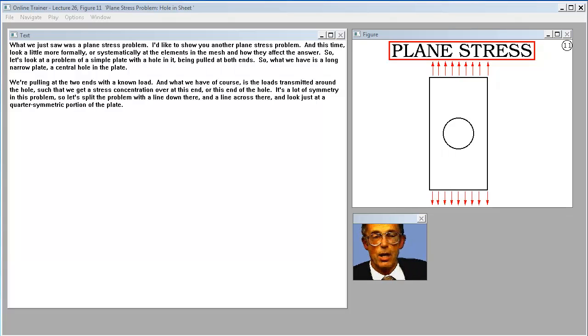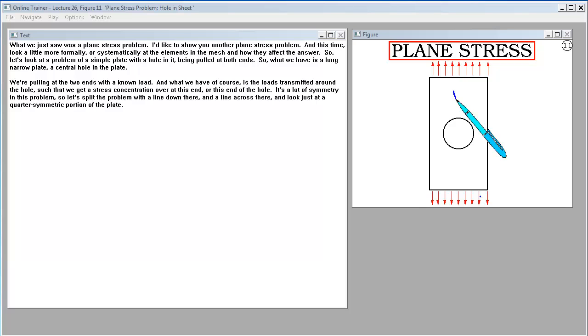I'd like to show you another plane stress problem, and this time look a little more formally or systematically at the elements in the mesh and how they affect the answer. So let's look at a problem of a simple plate with a hole in it being pulled at both ends. We have a long narrow plate with a central hole. We're pulling at the two ends with a known load, and the load is transmitted around the hole such that we get a stress concentration at this end or this end of the hole.